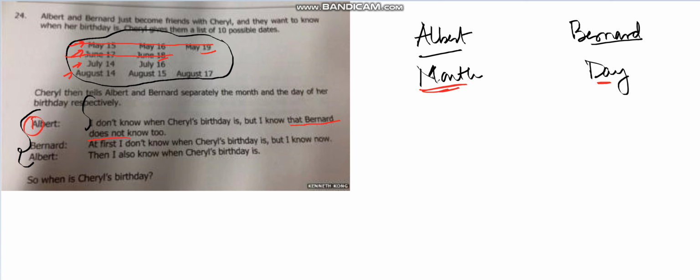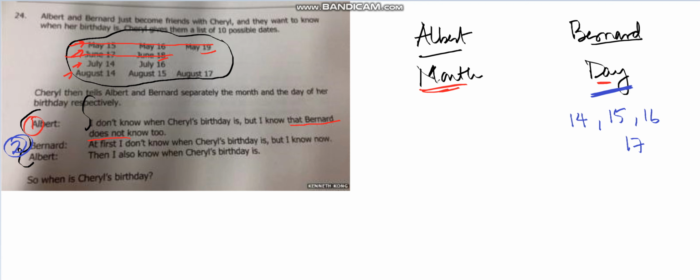Now let's go to the second clue. Bernard says, at first I don't know when Cheryl's birthday is, but I know now. So he just has a date. What are the remaining dates? There's July 14, so there's 14. There is 15 from August, 16, there is 17. So he's given one of these numbers.